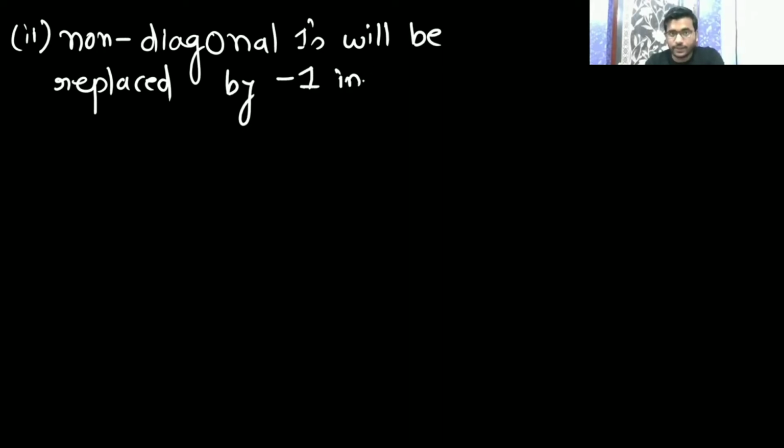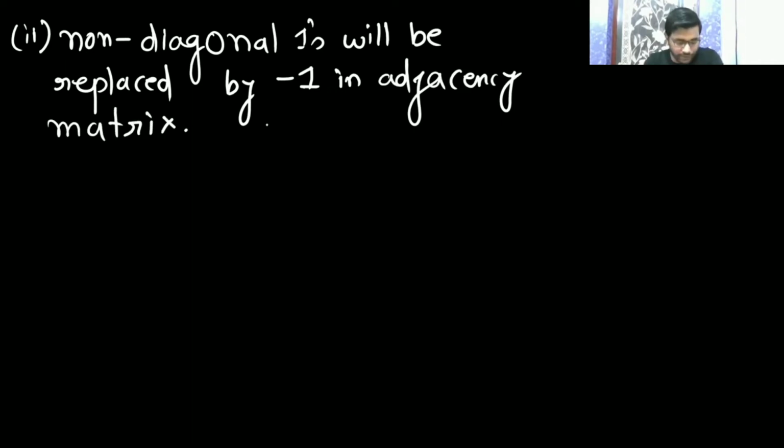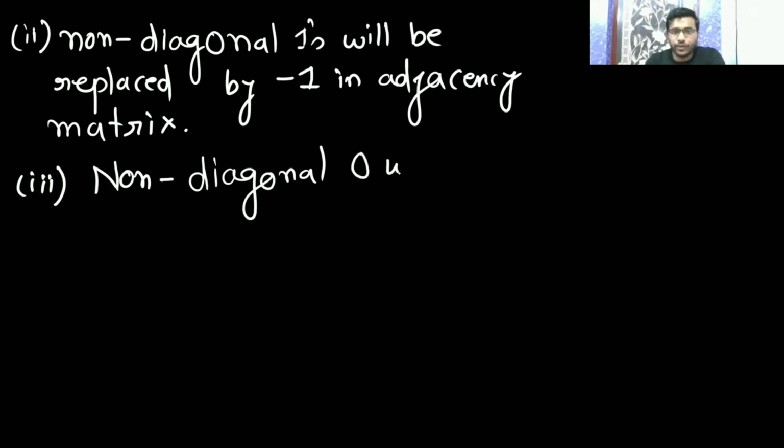Now step 2 is saying that non-diagonal ones will be replaced by -1 in the adjacency matrix, and non-diagonal 0 will remain as 0 in the adjacency matrix.